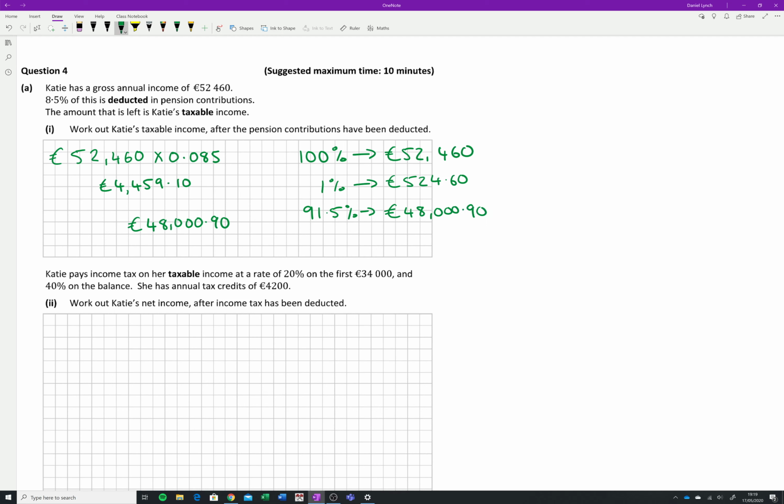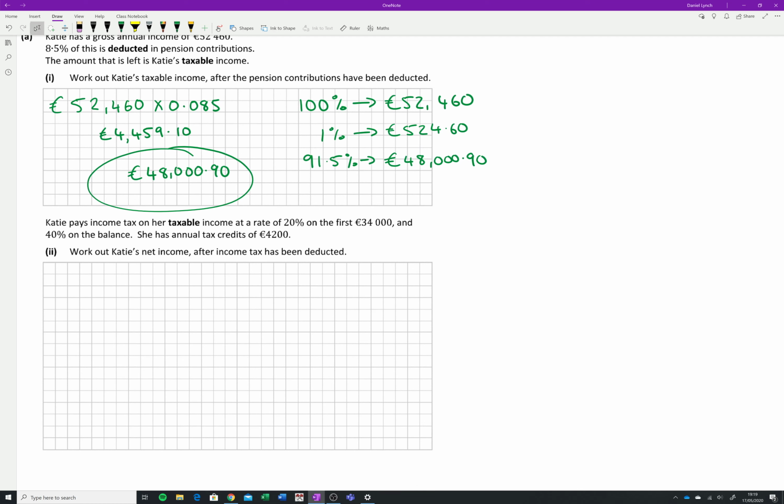Okay. Katie pays income tax on her taxable income. As far as we're concerned, it was kind of unusual. They don't tend to ask that question, but they did there. So in this case, what's happened is that 4,459 has gone straight into her pension. So forget that it even existed. She can worry about that when she's 75 or whatever she's going to be when she retires. So as far as we're concerned, her income is 48,090.